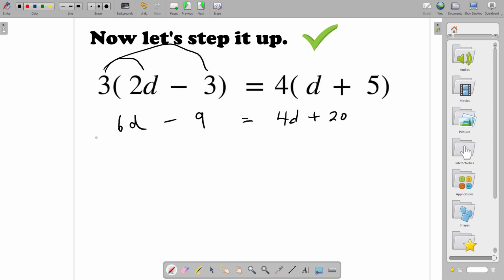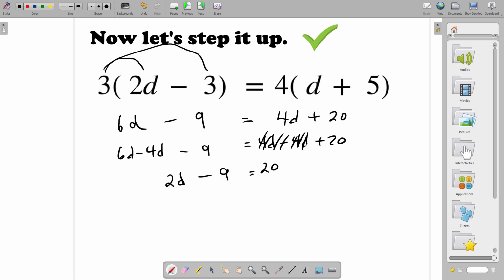Now if you notice, we have the same situation where I have a variable term on each side, a constant term on each side. I'm going to get the variable terms together first, so I'm going to take 4d, subtract 4d. If I subtract 4d on this side, which is going to make those add out, I need to subtract 4d. On this side, the 4d's add out to 0. I'm left with 20. Over here, 6d minus 4d is 2d by combining like terms, minus 9.